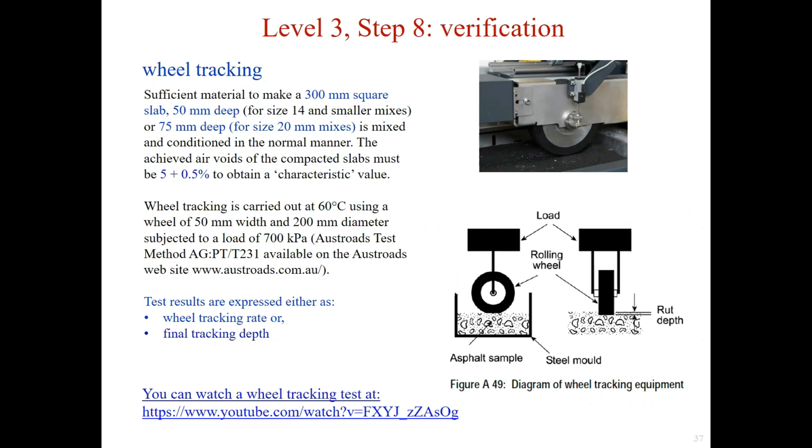The test is normally carried out at 60 degrees using a wheel of 50 millimeter width and 200 millimeter diameter with a top load that generates a pressure of 700 kPa. The results are expressed in terms of wheel tracking rate or final tracking depth. You can watch a wheel tracking test demonstration through the link below.